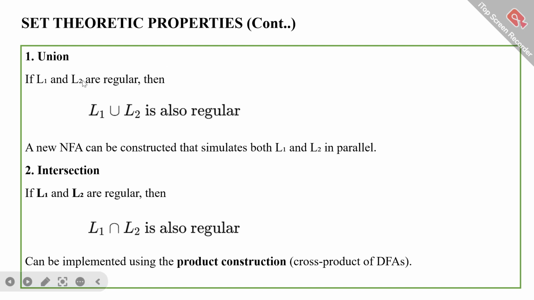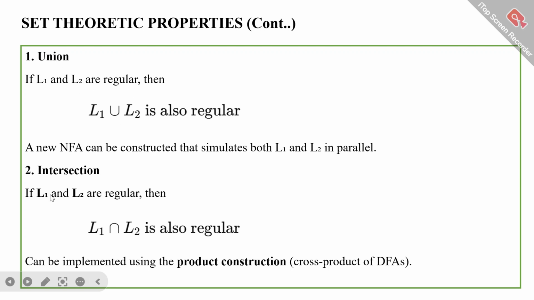The first property is union. If L1 and L2 are regular, then L1 union L2 is also a regular language. Already we know about that in the closure properties of regular language. A new NFA can be constructed that simulates both L1 and L2 in parallel.